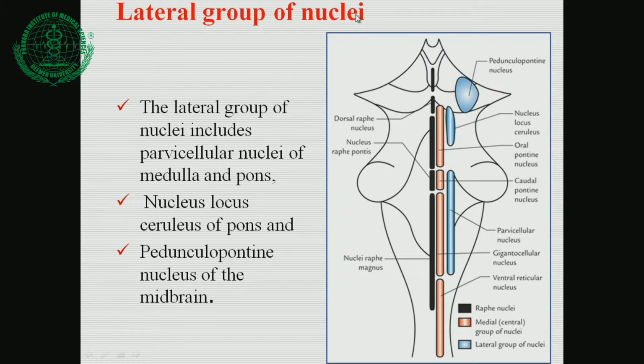Now the lateral group of nuclei. These nuclei include the parvicellular column present in the medulla and pons, the locus coeruleus nucleus in the pons, and the pedunculopontine nucleus of the midbrain. So these are the lateral group of nuclei.